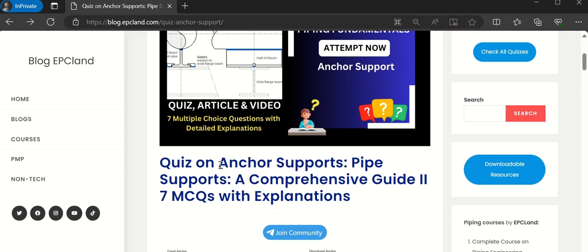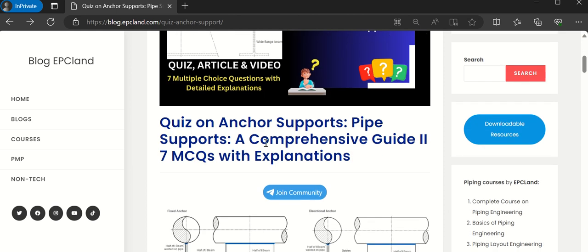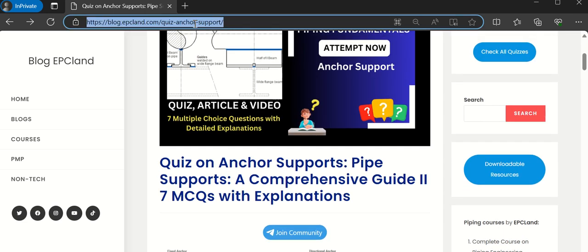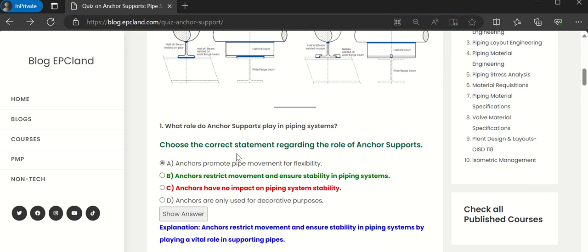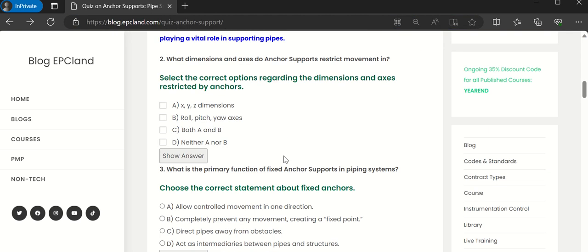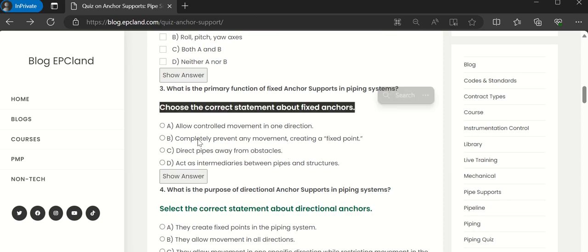Anchor support. So this is again one of the very important pipe supports which is used in piping systems very commonly. As we are talking about various subtopics on pipe supports, if you go to this link, you will first find this quiz where you can look into a few multiple choice questions, where there will be a question along with a few options.